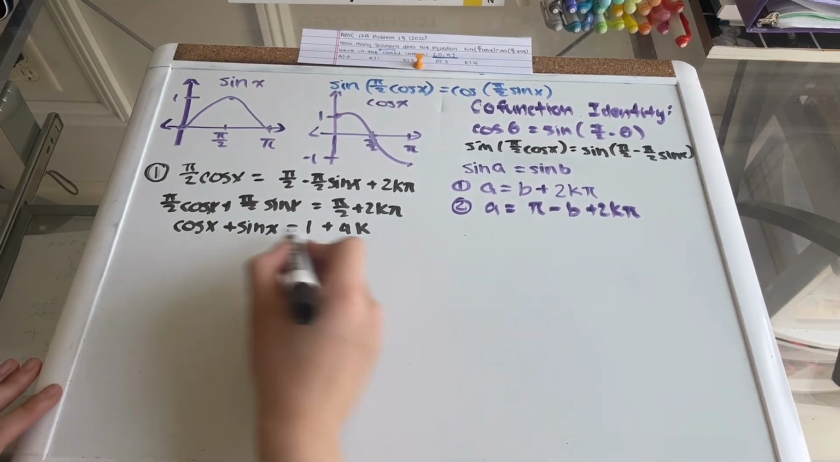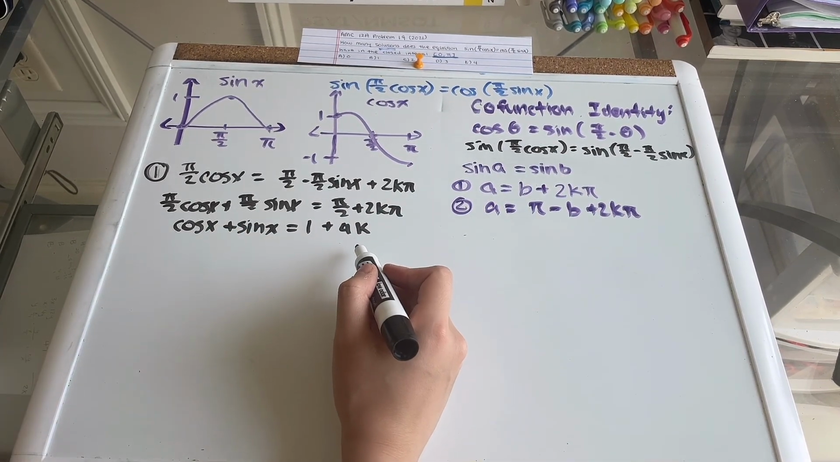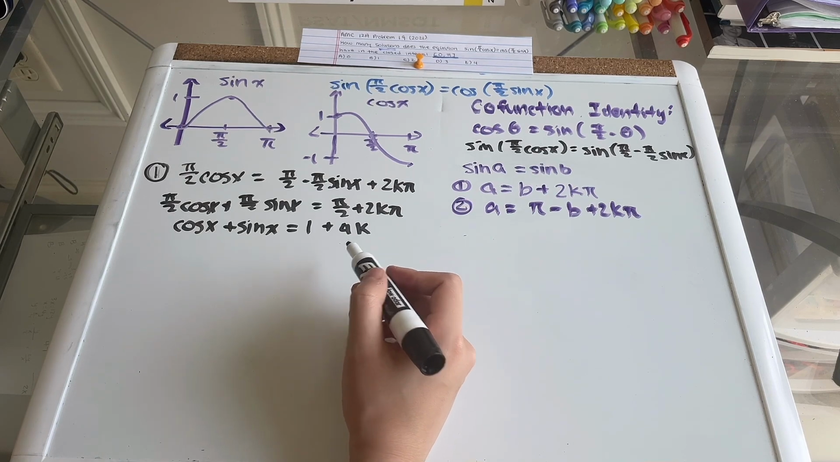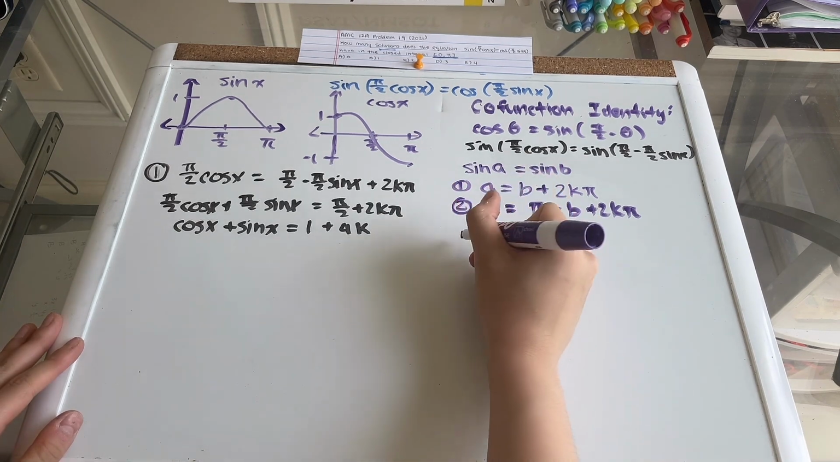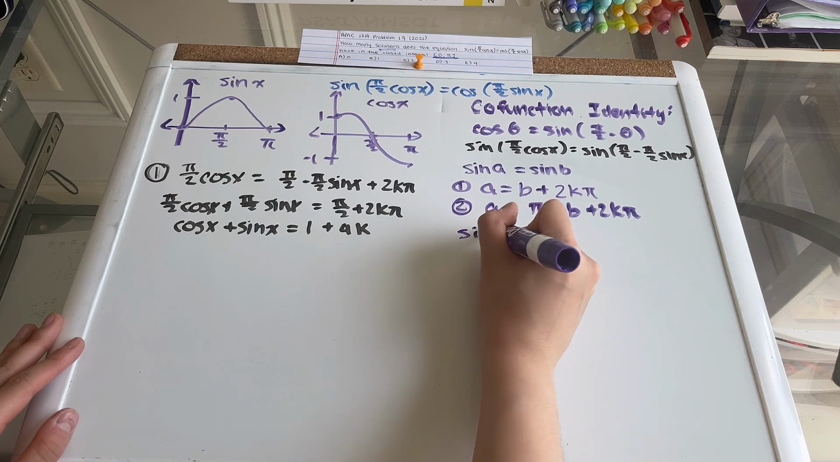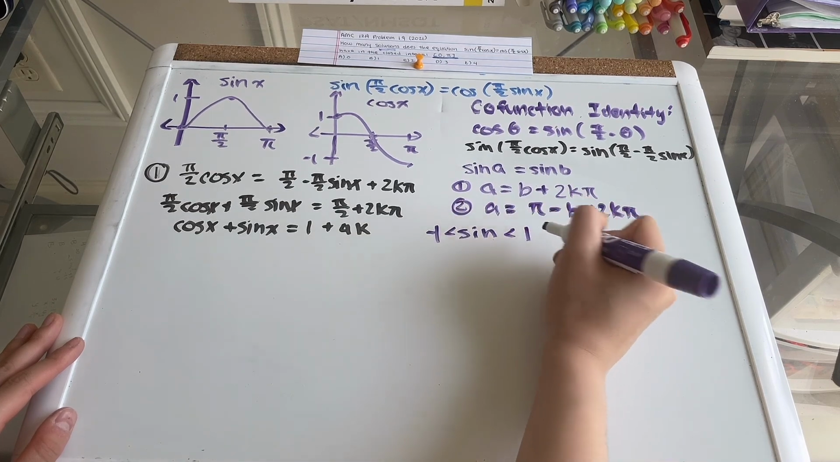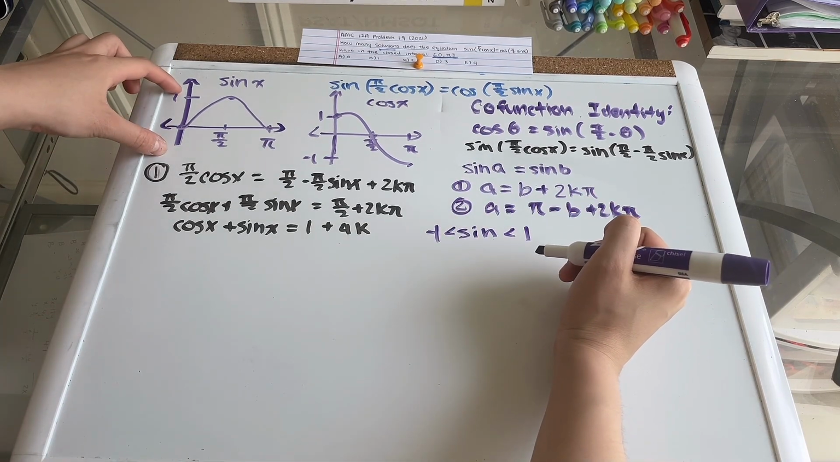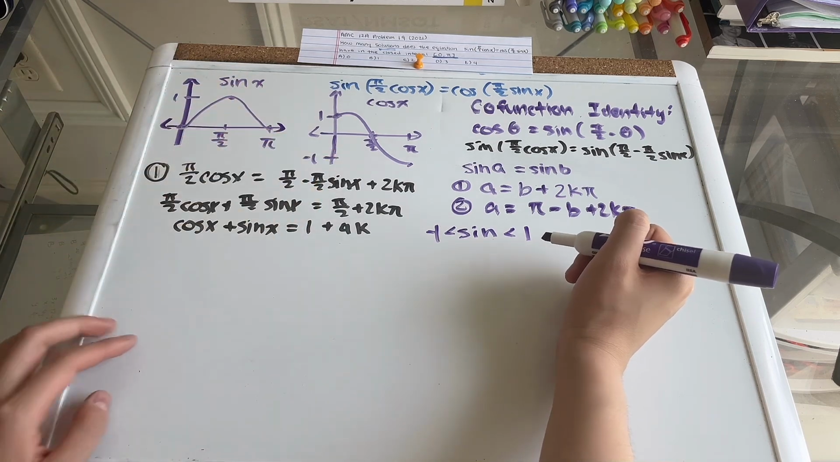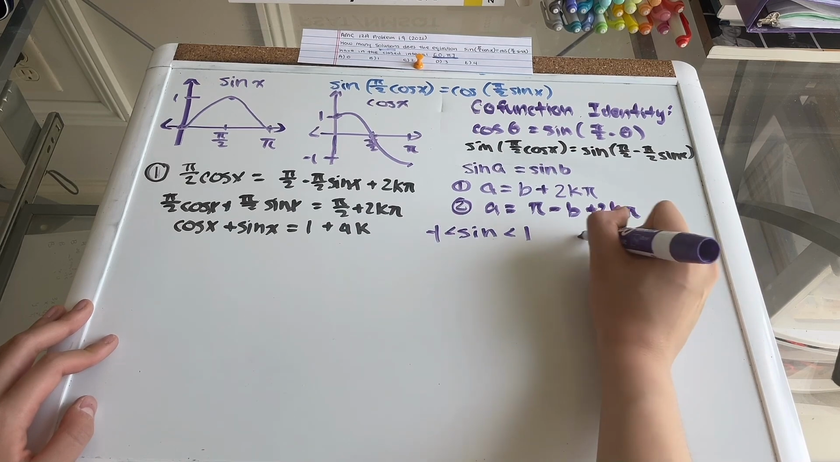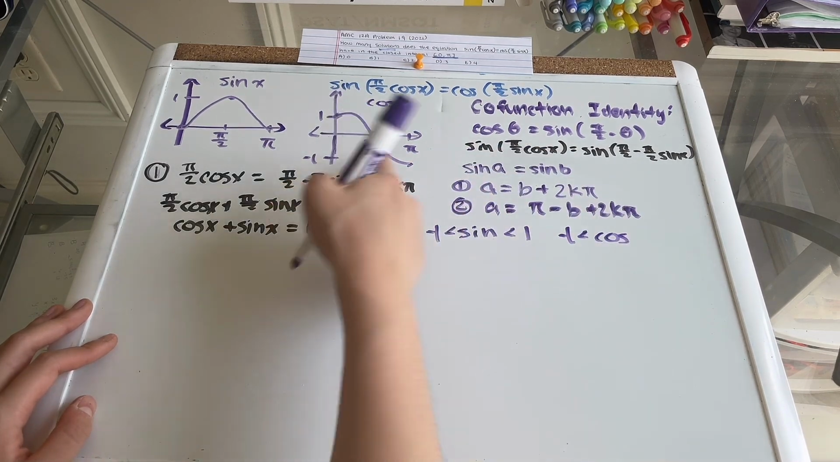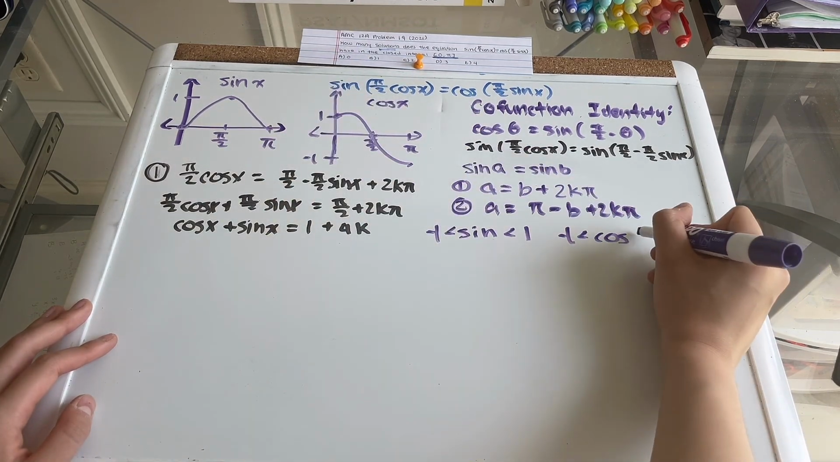Okay, so we stop right here. And the thing we must know about sine and cosine is the range of sine and cosine. The value of sine has to be greater than -1 and less than 1, because that is the range of sine if you're going all the way down to make a full rotation. And then for cosine, it is going to be the same. The lowest is going to be -1, and the highest it can reach is going to be 1.